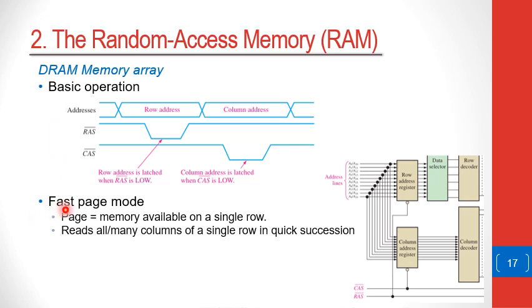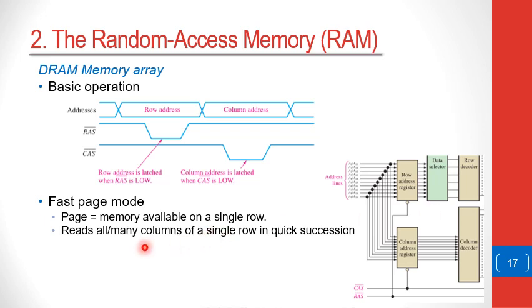Another type of access is called fast page mode access, instead of the basic operation. To understand fast page mode access, I need to first define what we mean by a page. A page, in terms of the DRAM, simply means memory that's available on a single row. So if you have a single row of memory, all of those columns in that row are called a page.